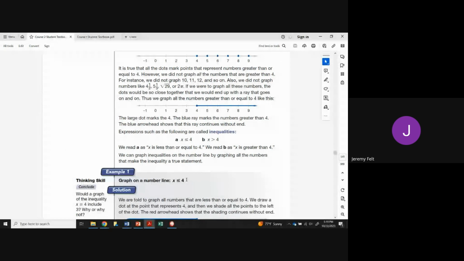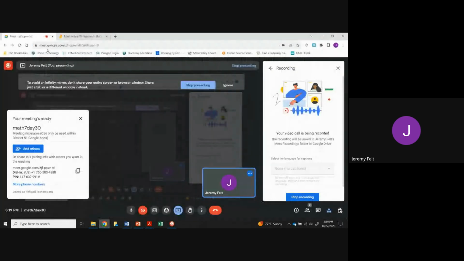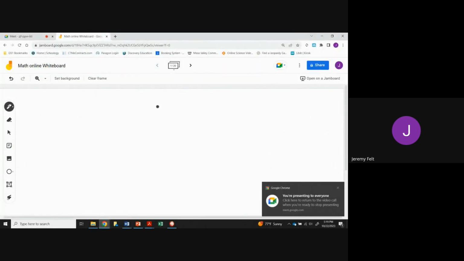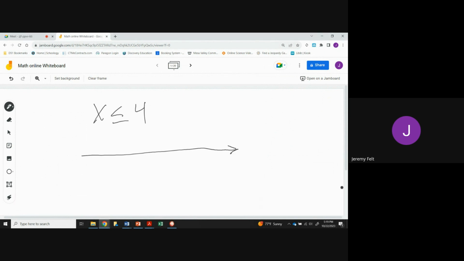So if I have x is less than or equal to 4, okay, well, x is less than or equal to 4. So let's just go ahead and make our number line. Let's take a little bit past, and we'll take it super far. We got 4 on there. It's less than or equal to.